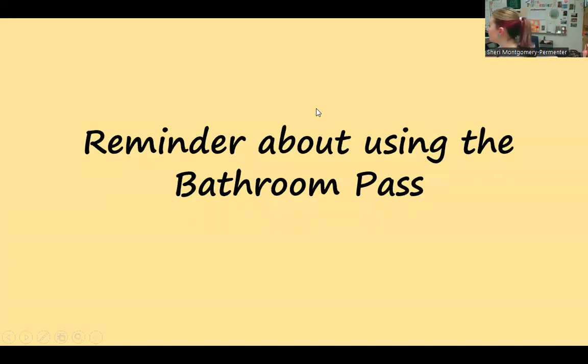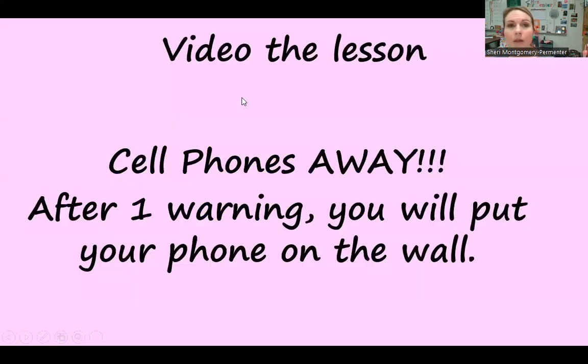A reminder about using the bathroom pass. It's on the back wall. If you need to use it to go to the bathroom, that's fine. If you need to use it for something else, don't take that one. Come and ask me for a pass. So put your name and the time down if you're using the bathroom pass.